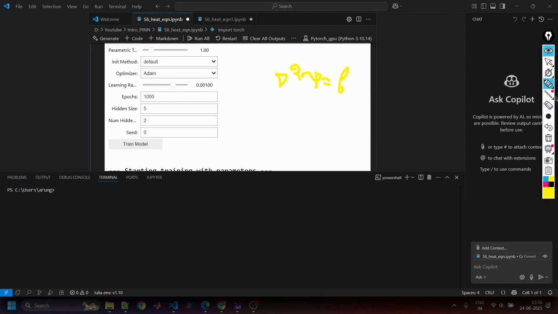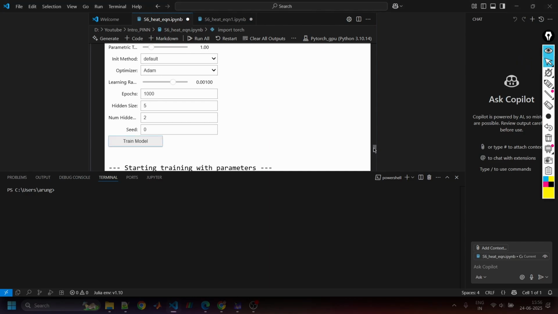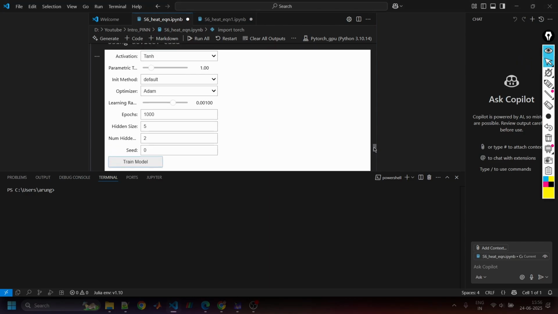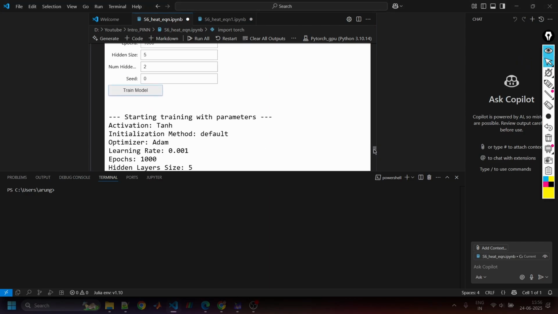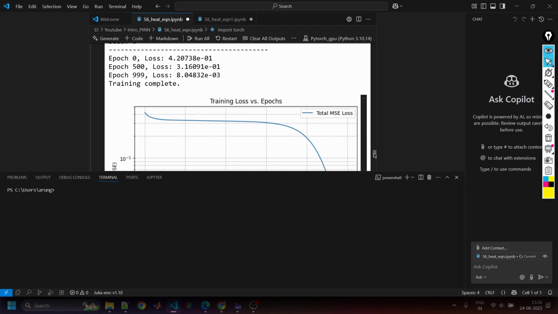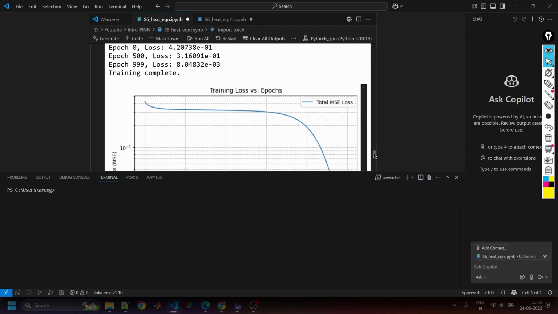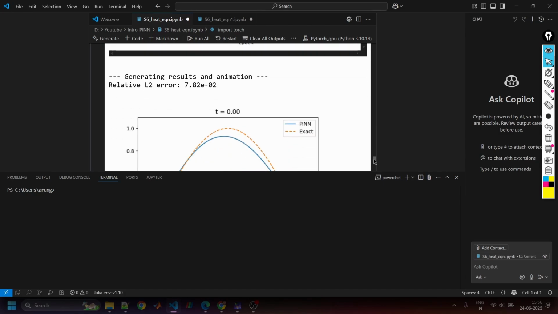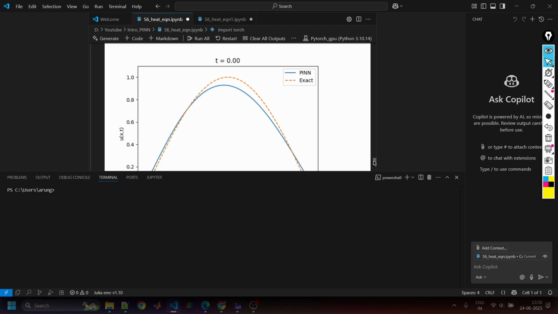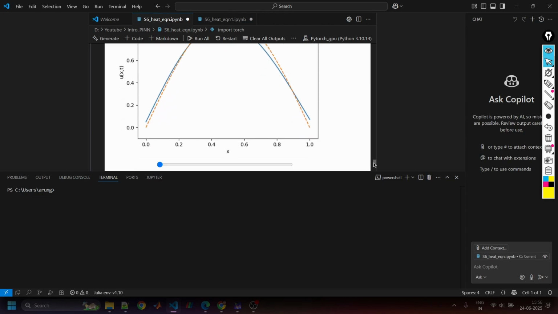And now we shall come to our discussion. In this case, we have simulated with the tanh activation function with the Adam optimizer. We got a reasonably okay convergence curve. Let's see the solution. The solution is not that good.